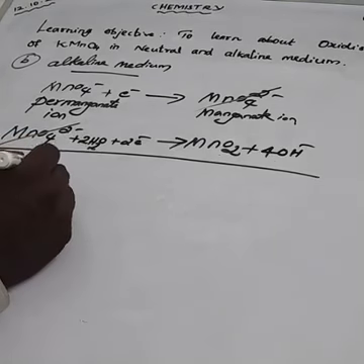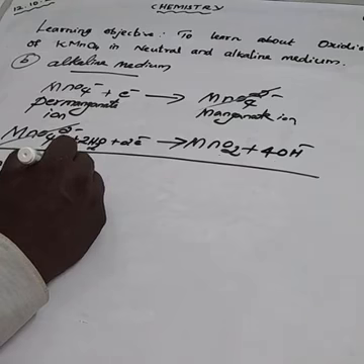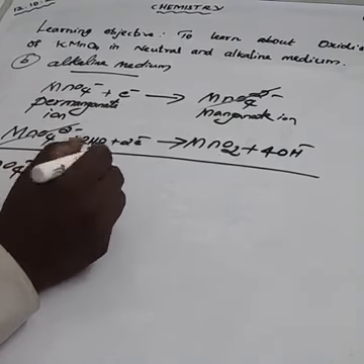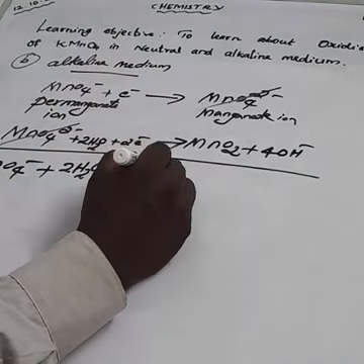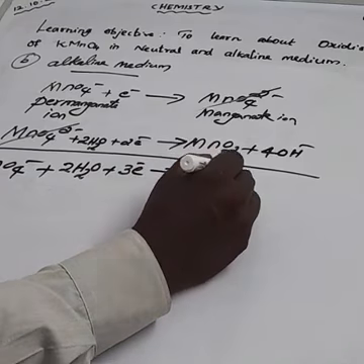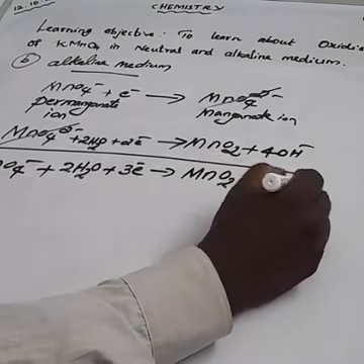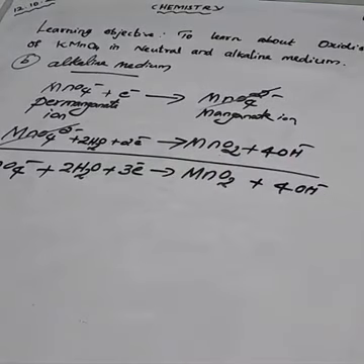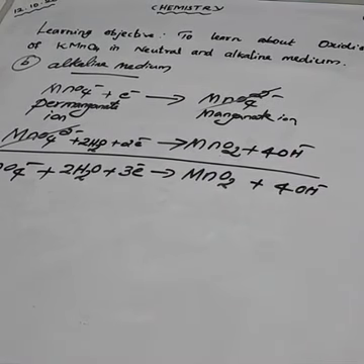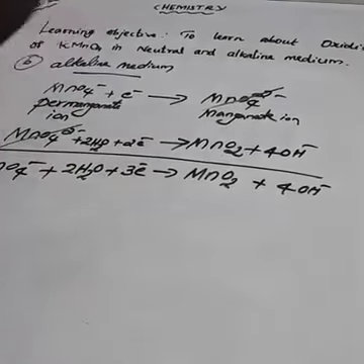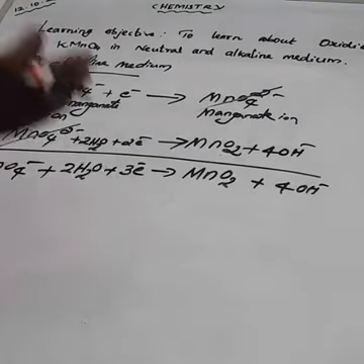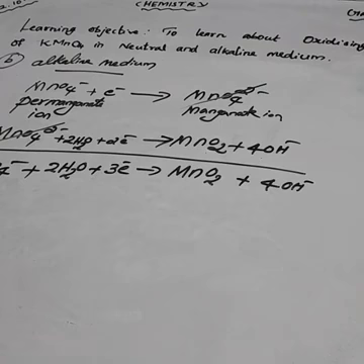MnO4 minus plus 2 moles of water, H2O, plus here we have 2 electrons, here 1 electron, so we are adding 3 electrons, gives MnO2 plus 4 OH minus ions. Anyhow, this reaction is similar to that for the neutral medium. That means the alkaline medium and the neutral medium are almost the same.